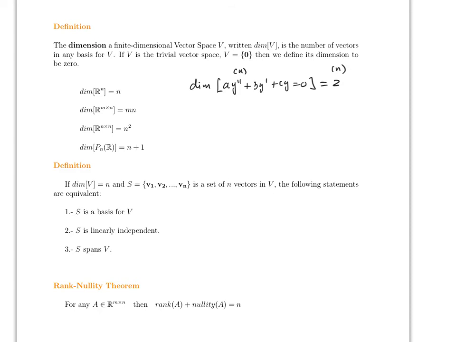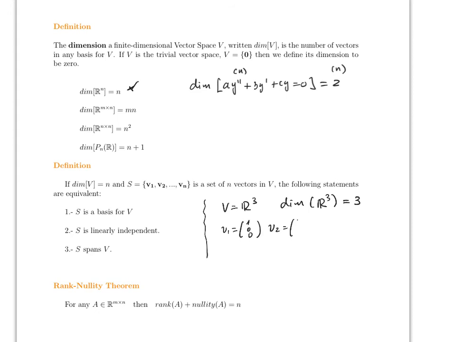For example, let's say that V is equal to R3. The dimension of R3 is equal to 3. Okay, so that's the dimension. Now, remember that we had these vectors before, (1, 0, 0).